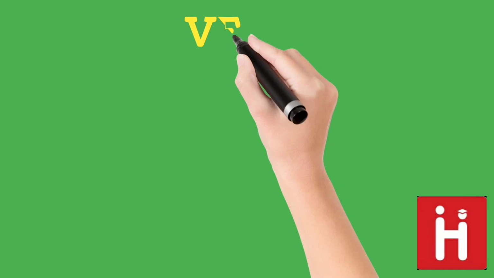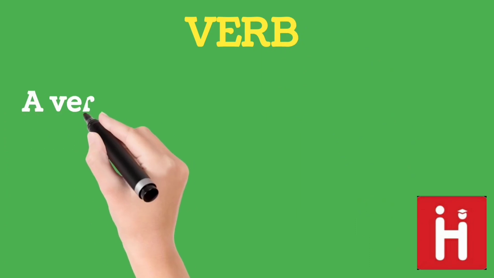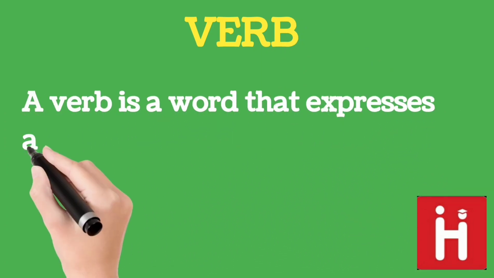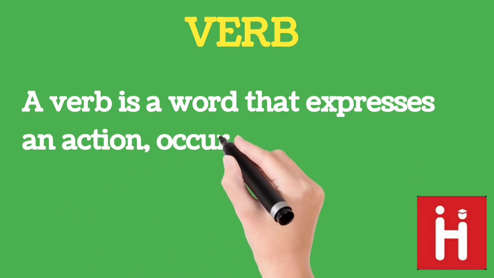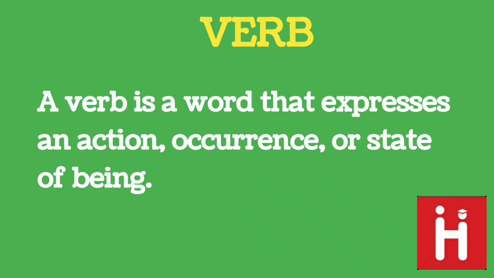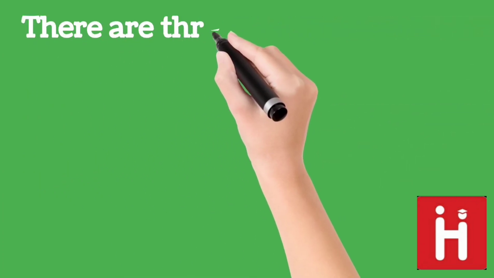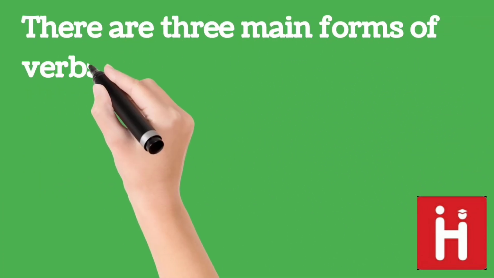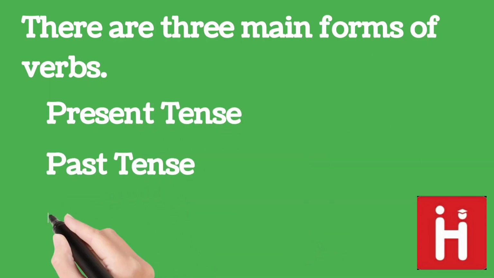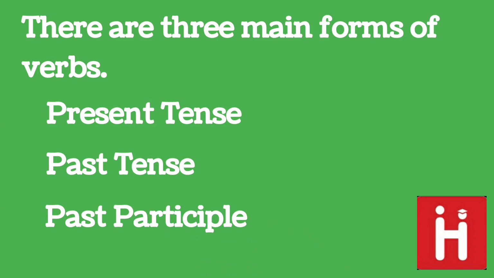In this lesson, we are going to learn about verbs. A verb is a word that expresses an action, occurrence, or state of being. There are three main forms of verbs: present tense, past tense, and past participle.